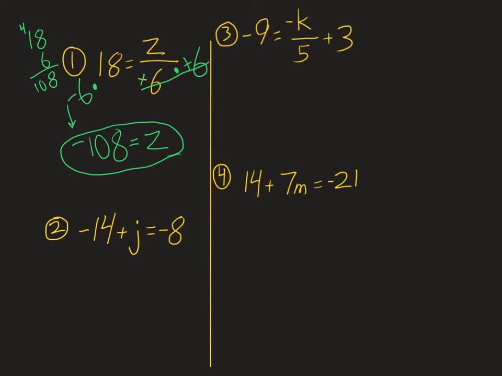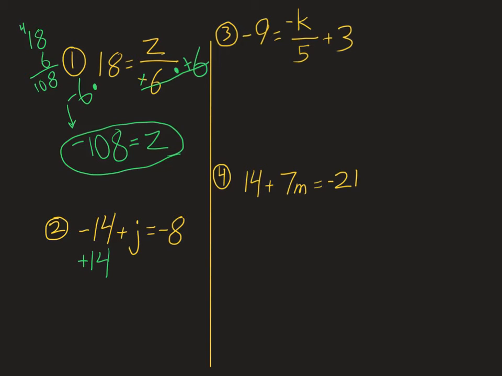Number 2, similar idea to number 1. It's a one step. I'm just canceling the one value with the variable. On number 2, that -14 is connected with j through an add or subtract. So I know I can think of it as good guys, bad guys. And since it's a -14, I'm going to cancel it with +14.